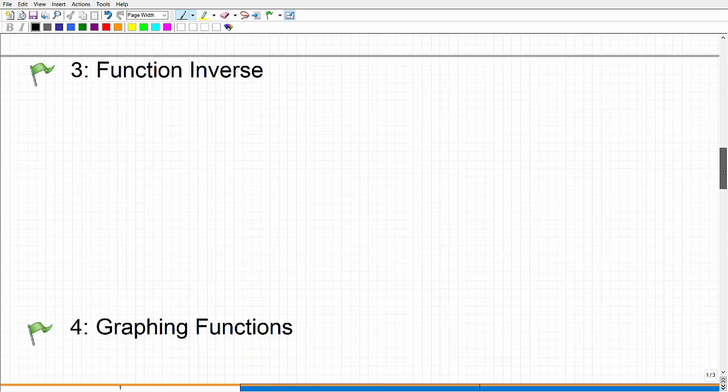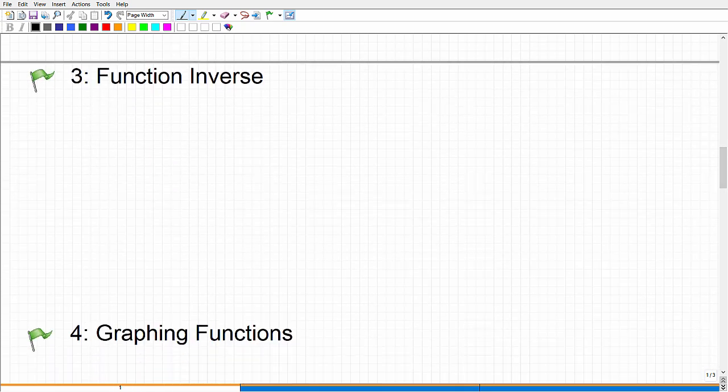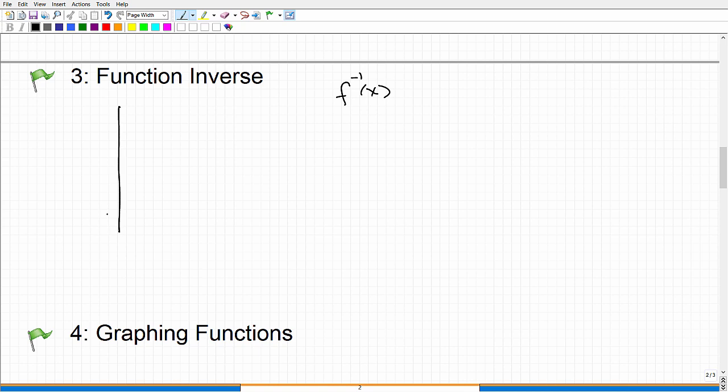Function inverse. You have to know the function inverse. You can see our fourth one down here. I'll talk about that in a second. Okay, so function inverse. The inverse of a function, the notation looks like this: f of negative 1 of x. That's very common notation. So a couple of key concepts. Before we get into it, let's look at a couple of things here.